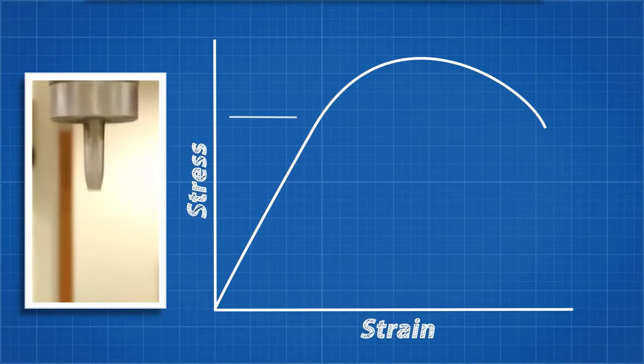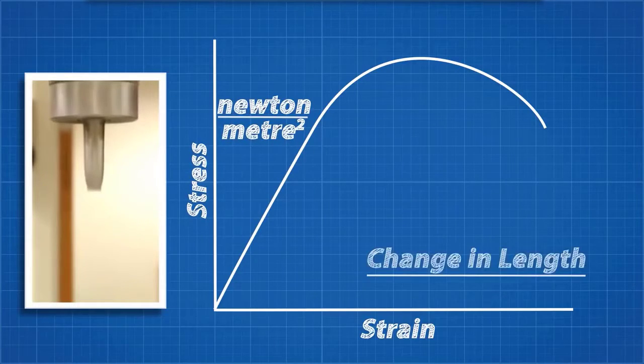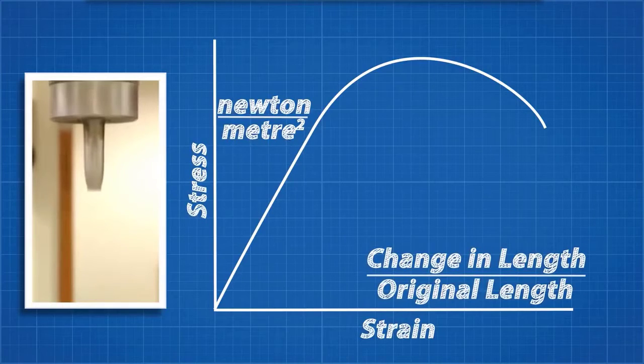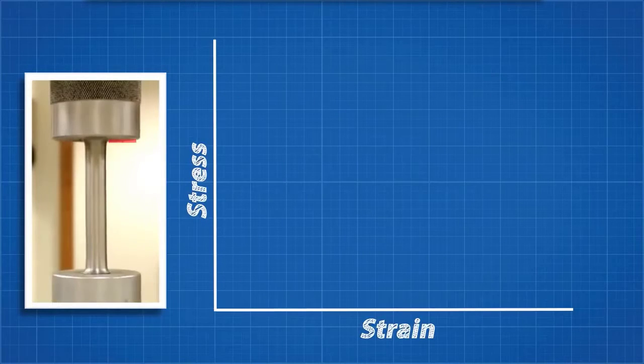In this scenario, the stress is defined by the force applied to the test sample, divided by the cross-sectional area. This gives us units of newtons per meter squared, which you may recognize as the metric unit for pressure, pascals. Stress goes on the y-axis. Strain describes how much deformation has occurred with that applied force, and it is found by dividing the change in length by the original length. This is placed on the x-axis. Let's watch this test again, and see what information we can get from the stress-strain graph.